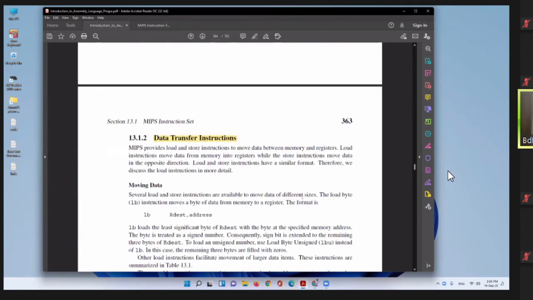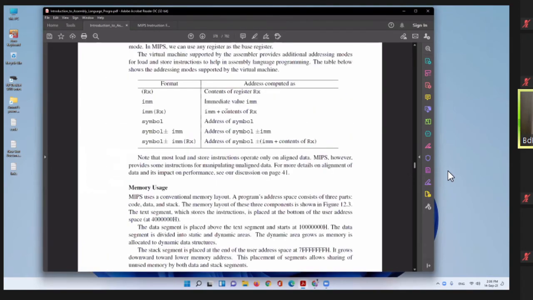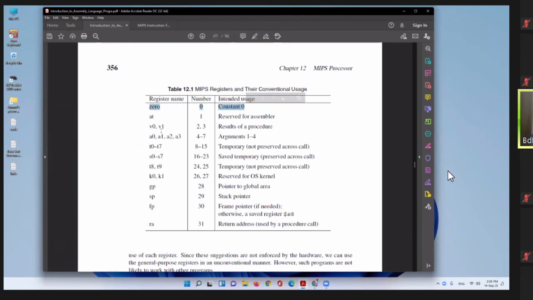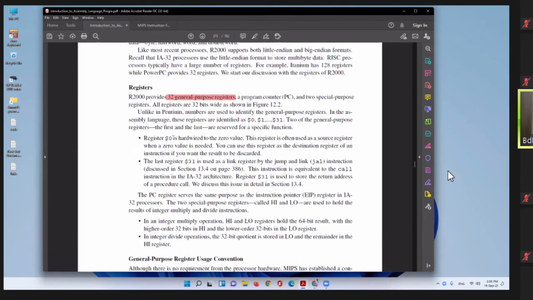That means you have never checked this one. It's actually constant 0. The value in this first register is all 0. It is also written here: register 0 is hardwired to the 0 value. This register is often used as a source register when a 0 value is needed. Simple.